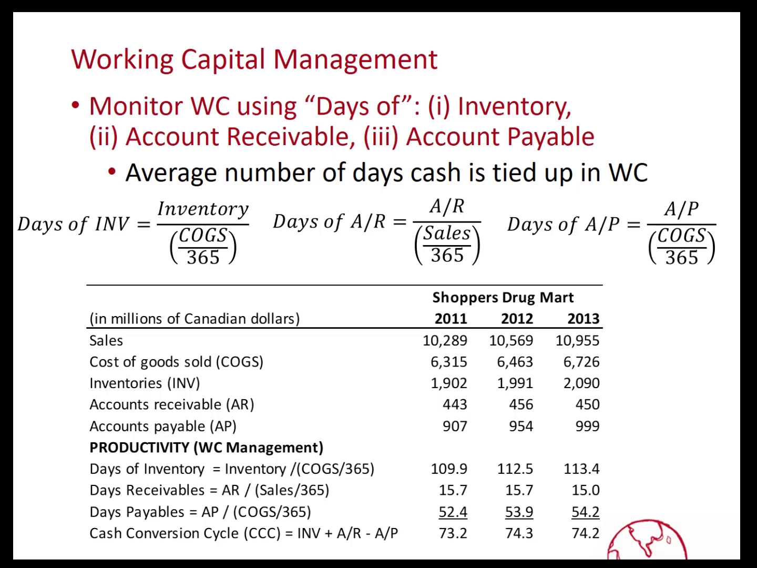As their sales have increased from 2011 to 2013, the amount of inventory in the stores has actually increased marginally, so that they're at around 113.4 days of inventory, which is almost 1/3 of a year, so quite a lot of inventory. When it comes to days of accounts receivable, notice that we're looking at sales divided by 365, because sales is what the customer is actually paying, the price for the customer. And we look at sales on a typical day and we divide accounts receivable by that amount.